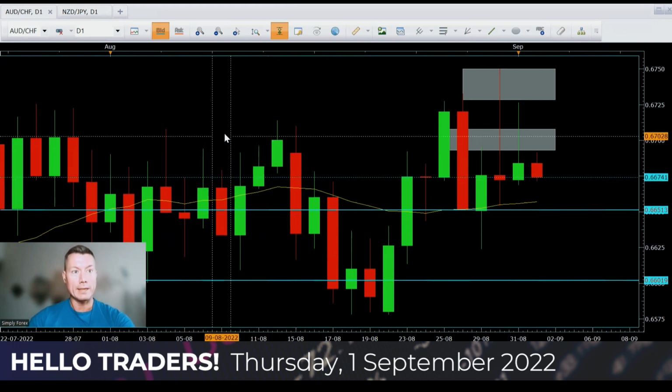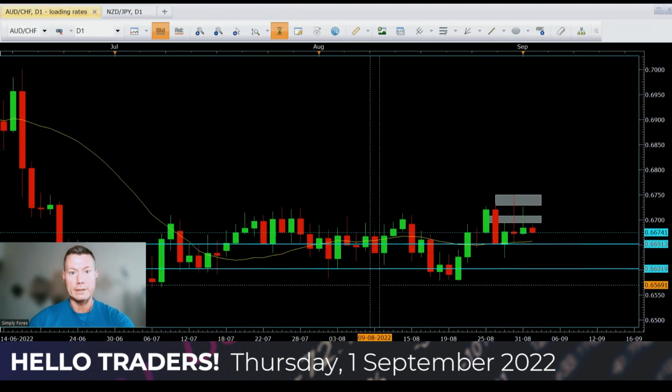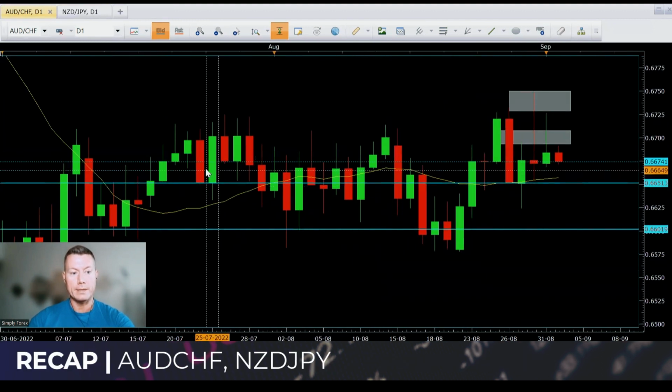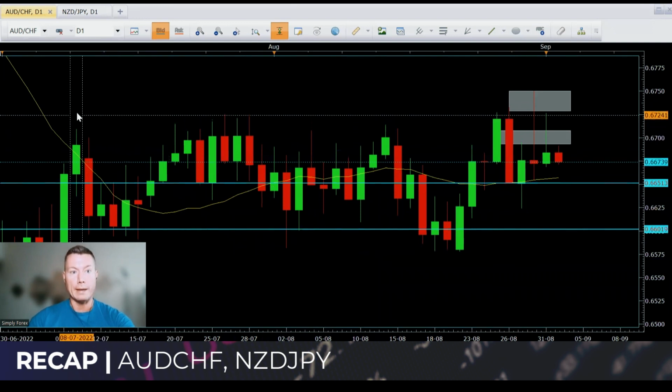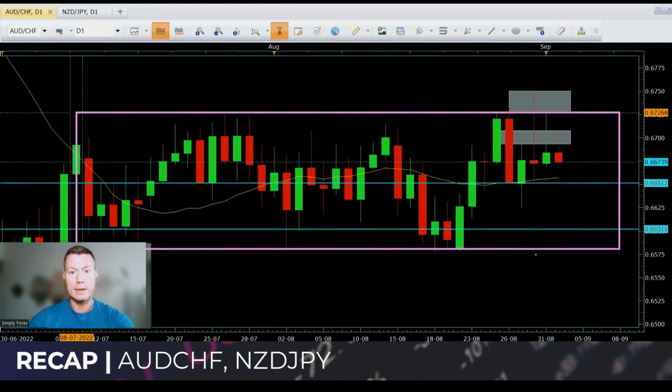So let's look back at yesterday's trades to start with, and the first one we were looking at was this. It was the Aussie dollar against the Swiss franc, and we were shorting this pair. Basically, price has been ranging in this rectangle, and then eventually it came back up.